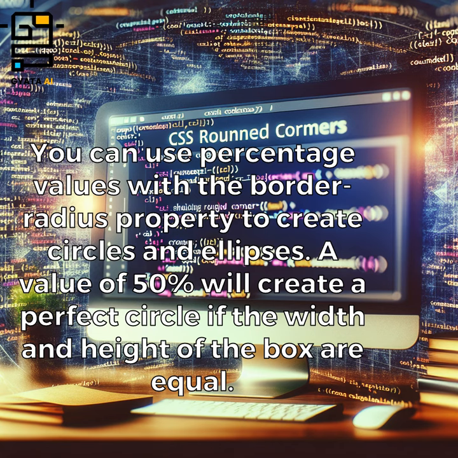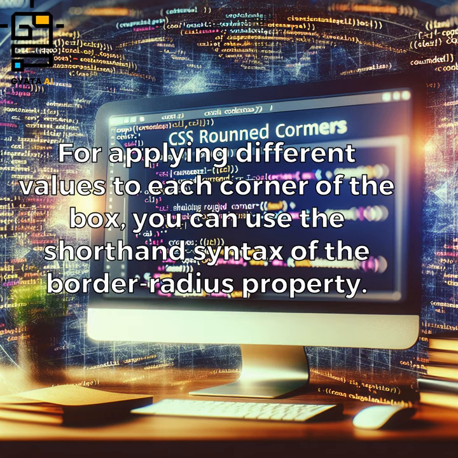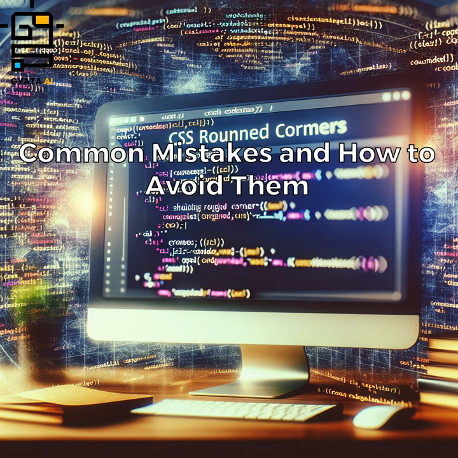Tips and tricks. You can use percentage values with the border radius property to create circles and ellipses. A value of 50% will create a perfect circle if the width and height of the box are equal. For applying different values to each corner of the box, you can use the shorthand syntax of the border radius property.